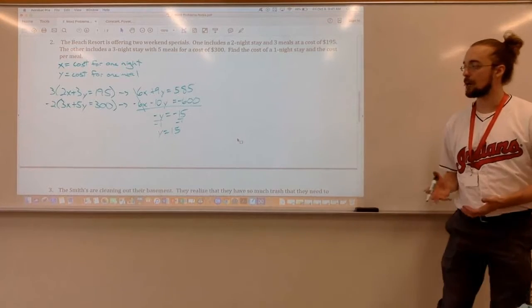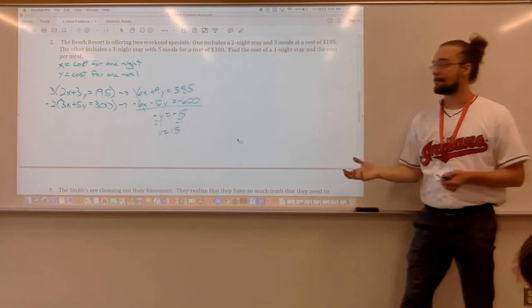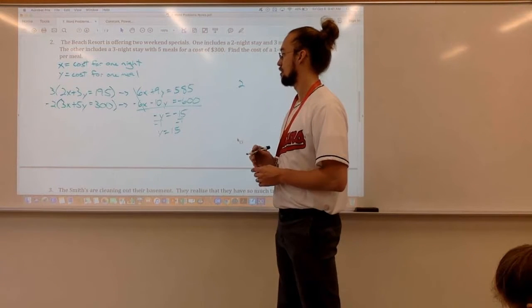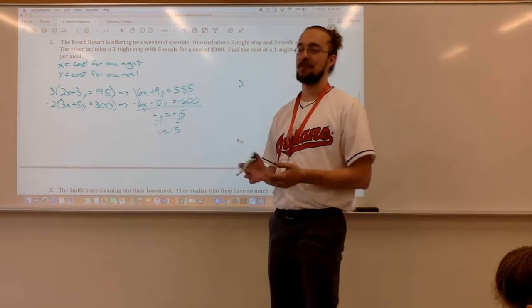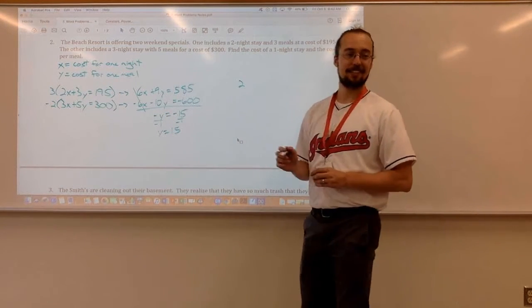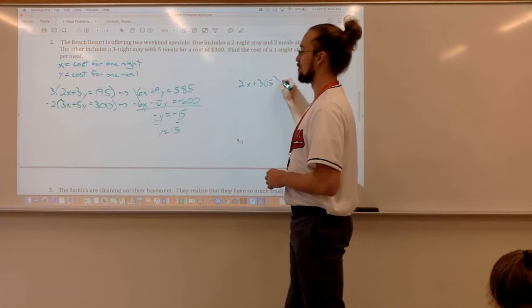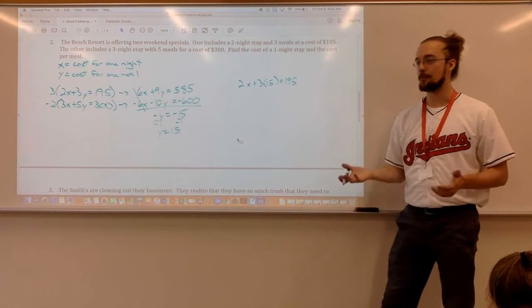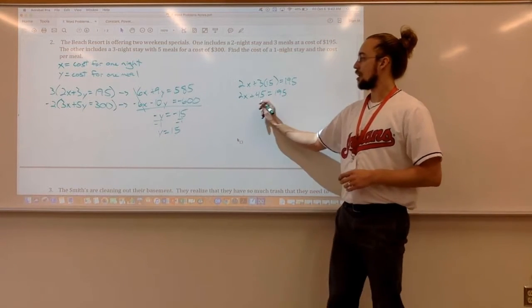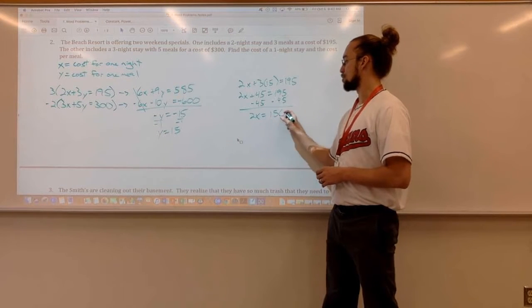So what does that mean in the context of this problem? $15 per meal. The cost per meal is $15. Now we still need to figure out the cost for 1 night. How do I do that? Plug it in. So we'll have 2x plus 3 times 15 equals 195. Or you can plug it into the other one. It does not matter. So we get 2x plus 45 equals 195. I will subtract this 45 over to the other side. We get 2x equals 150.